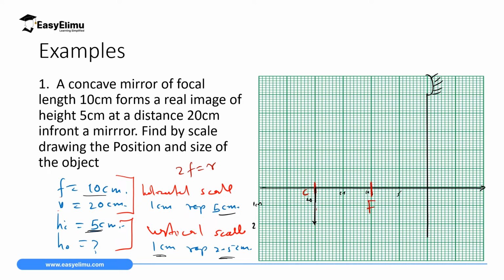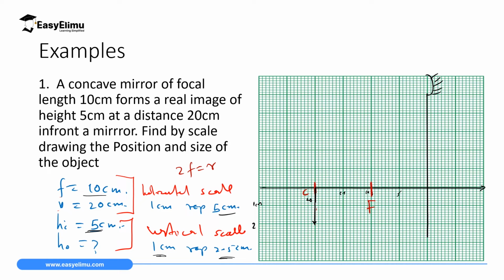In this case, from the graph, it is 2 centimeter. So after we have drawn that, now we can construct 2 rays which can give us the characteristics or the position of the object. And here we can use the rays that we discussed. There is a ray that will be parallel to the principal axis.